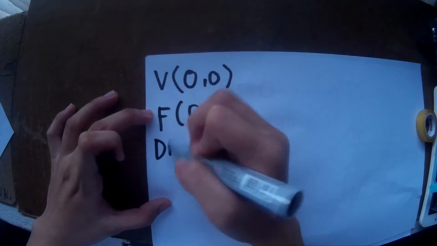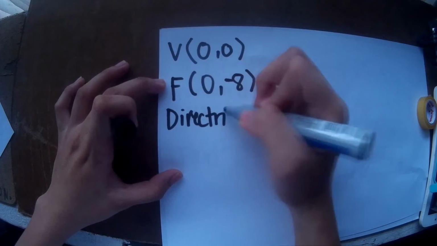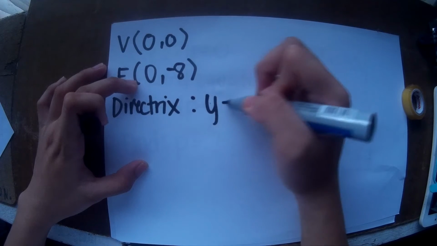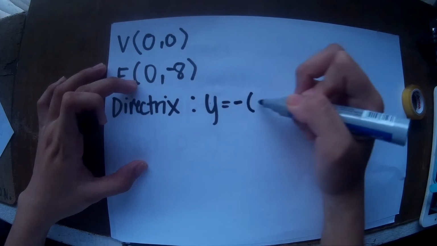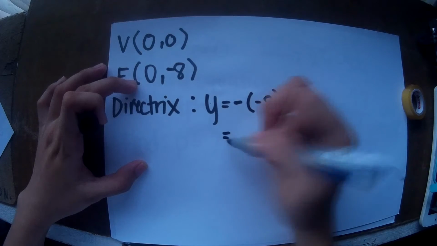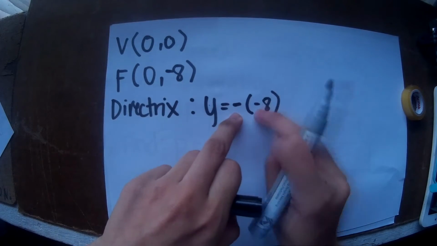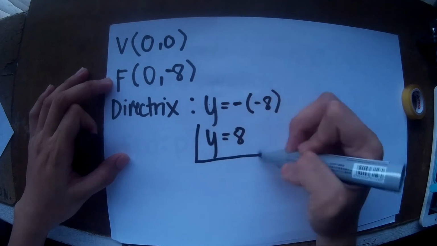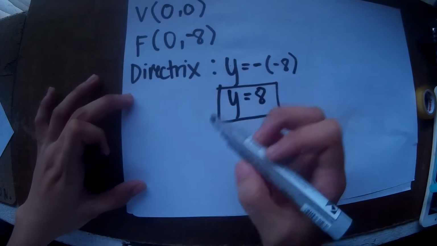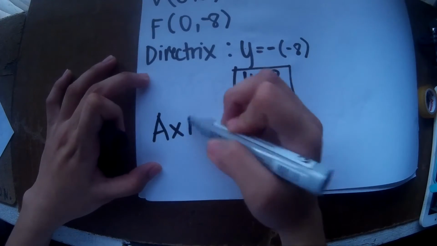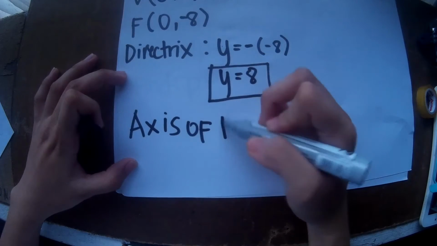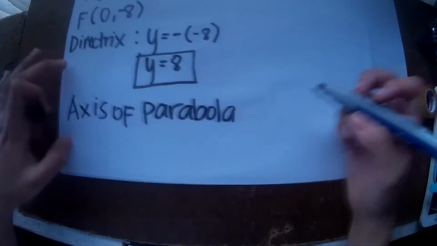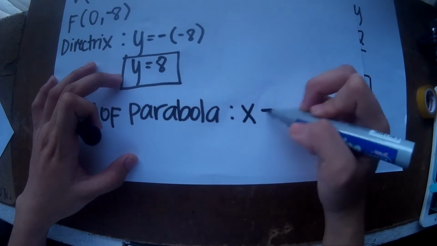So our directrix is going to be y equals negative p. So it's going to be negative negative 8. We all know that negative times negative is positive. So it's going to be y equals positive 8. And our axis of the parabola will be x equals 0.